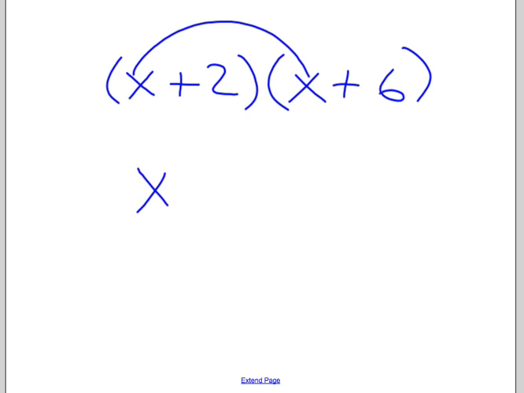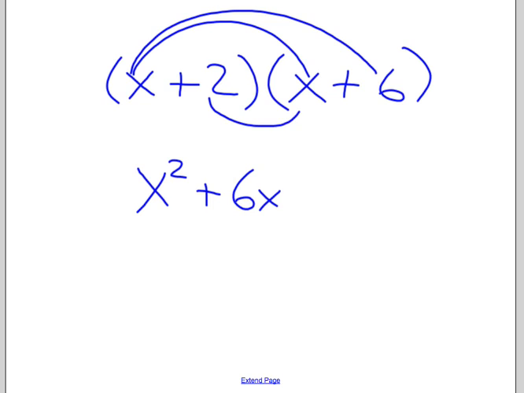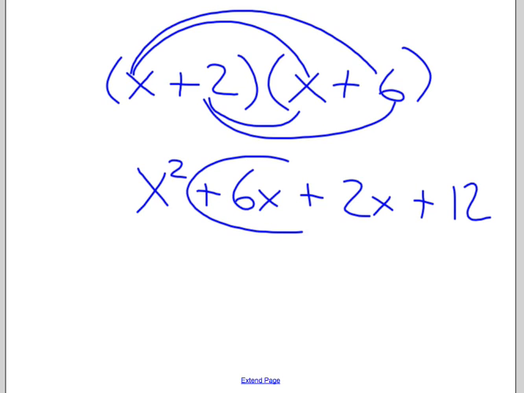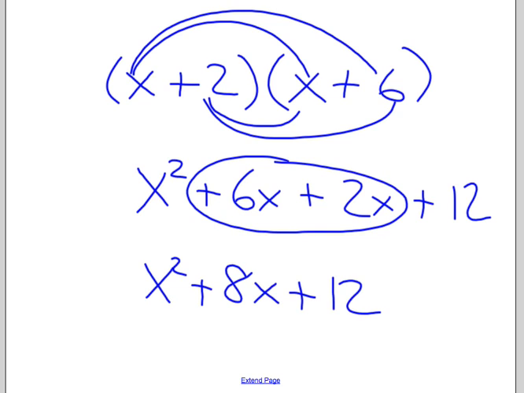X times x is x squared. Then we go 6 times x is 6x. Then 2 times x is 2x. Plus 2 times 6 is 12. And then we find that the middle terms are like terms. So x squared plus 8x plus 12 is our answer for that.